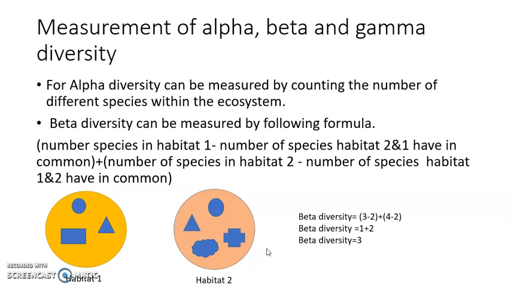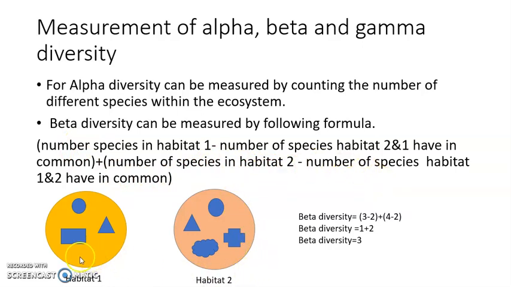While the beta diversity is the number of unique species between two regions. This does not include the common species, and this is the formula that we can use to measure beta diversity. The formula is: the number of species in habitat 1, or the species richness of habitat 1, minus the number of species that habitats 1 and 2 have in common, plus the species richness of habitat 2 minus the number of common species.